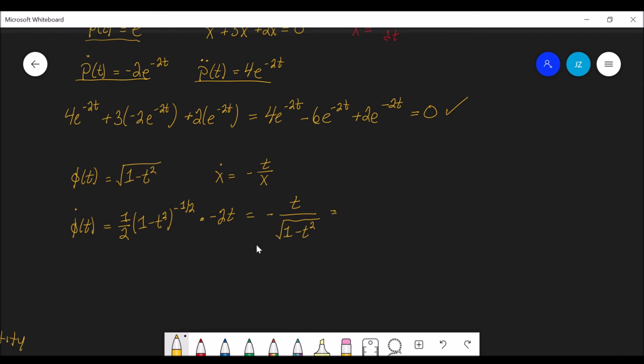But that square root of 1 minus t squared is phi. So it becomes negative t over phi of t. And notice that this is now the same exact form as the original equation. And so this satisfies the differential equation, and so we have a solution.